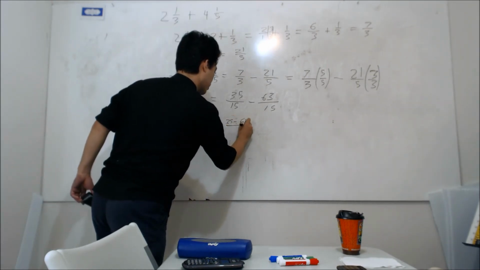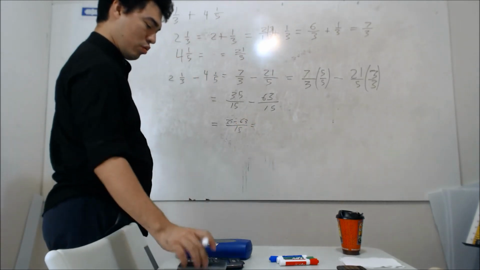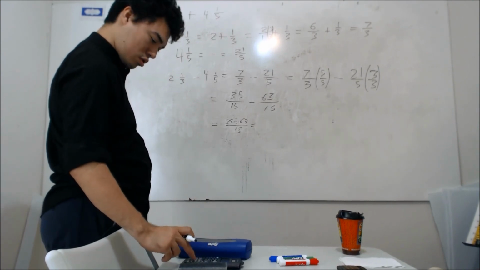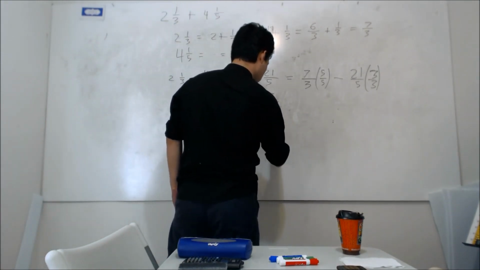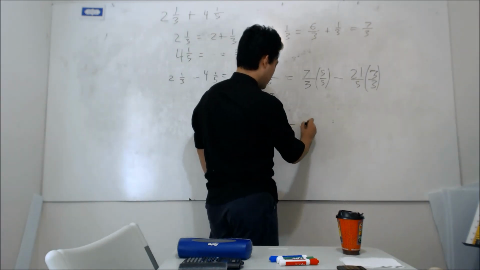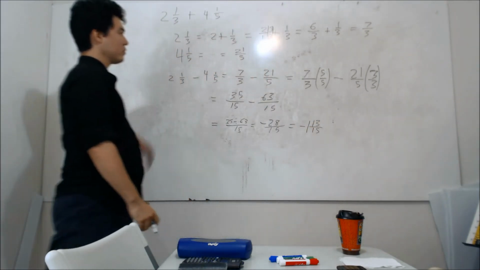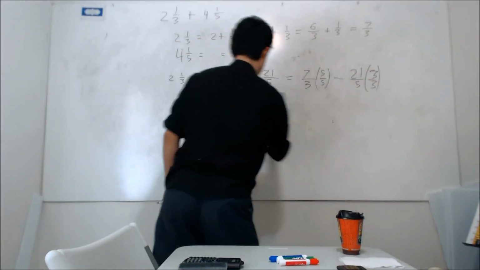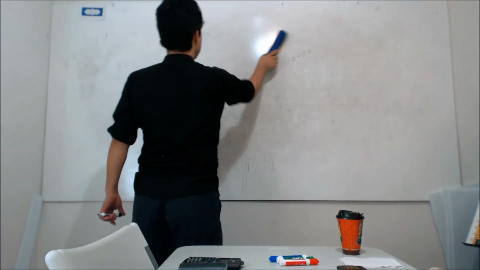35 minus 63 over 15, which if you use your calculator, you're going to get negative 28 over 15. And this is going to be equal to negative 1 13 over 15. And so there you have it, adding mixed numbers. Adding and subtracting mixed numbers, yes.